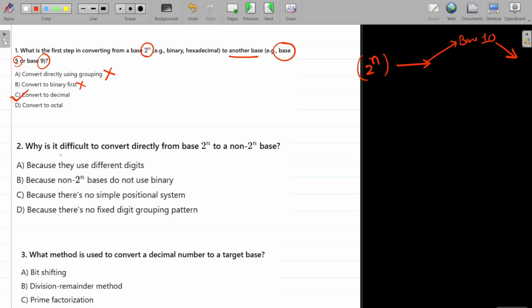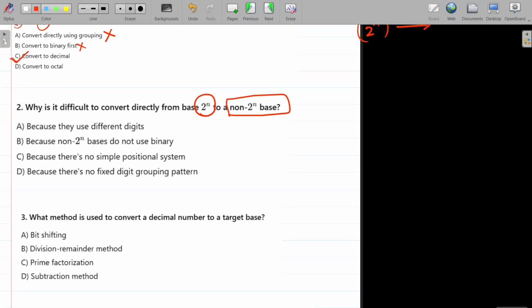The second question. Why is it difficult to convert directly from base 2 raised to power n to a non 2 raised to power n base? Because there is no particular pattern of bits. The first option says because they use different digits. It may be, but non 2 raised to power n bases do not use binary, because there is no fixed digit grouping pattern. For non 2 raised to power n base, we cannot say how many bits it will need. It may be base 7, base 9, base 13. So this should be our answer.